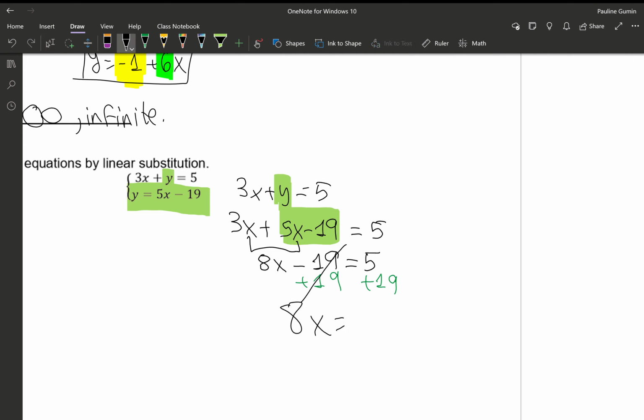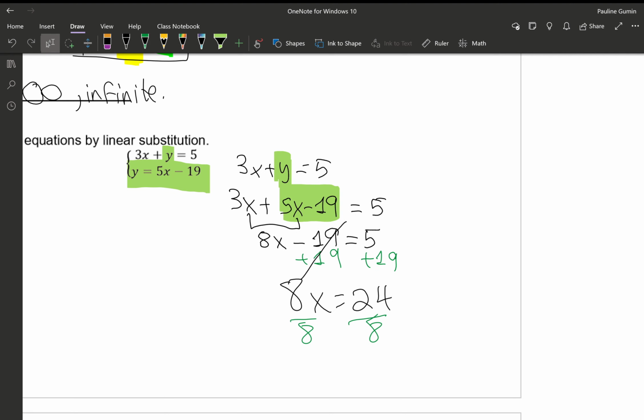So we have 8x equals 24. And of course, we'll finish by dividing both sides by 8. So x equals 3.